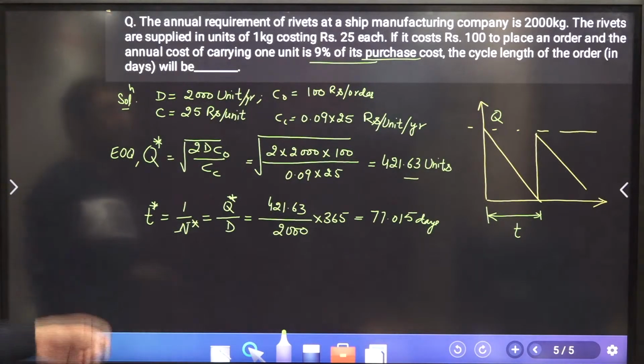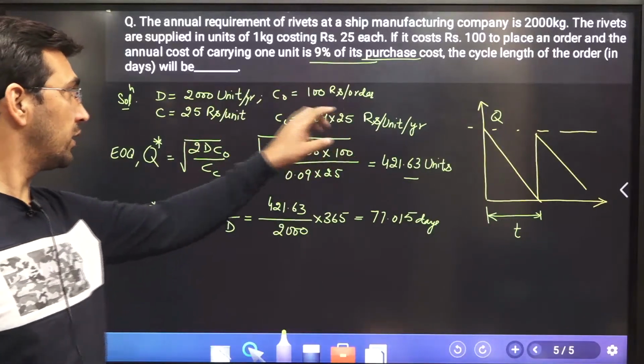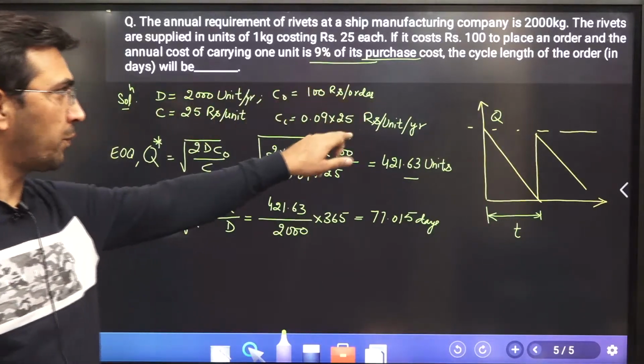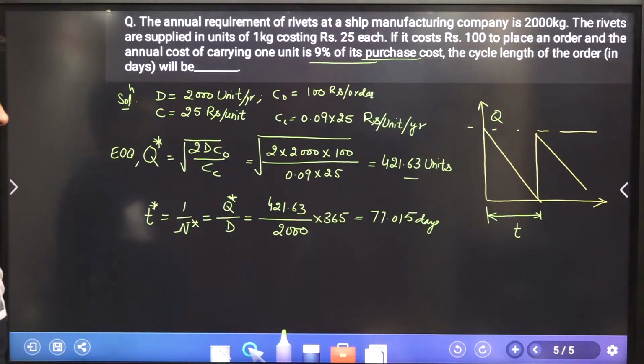So take care of the units that you are going to input here and synchronize those values properly, and then input directly, and you can get the desired result.